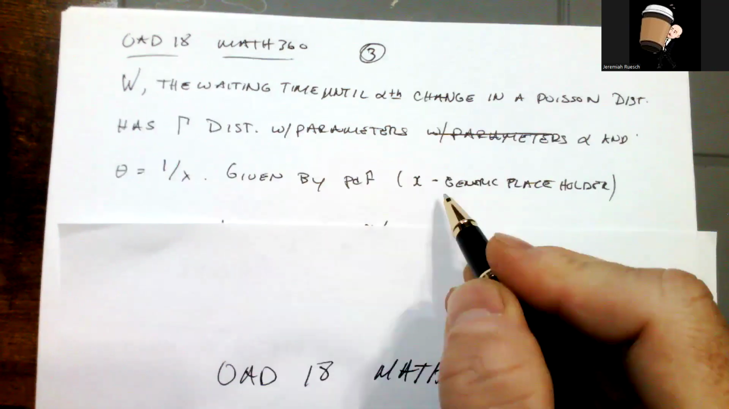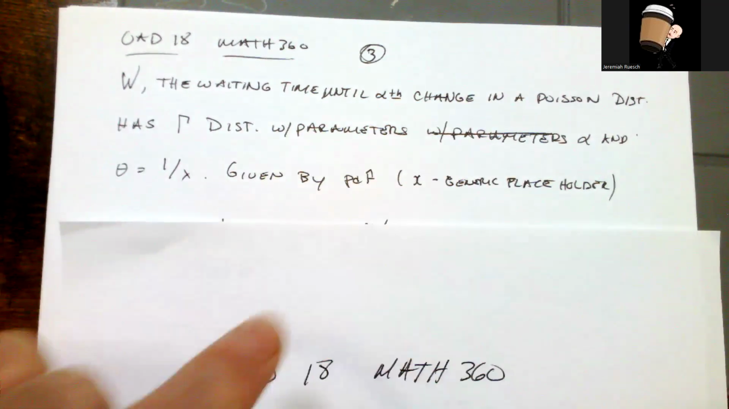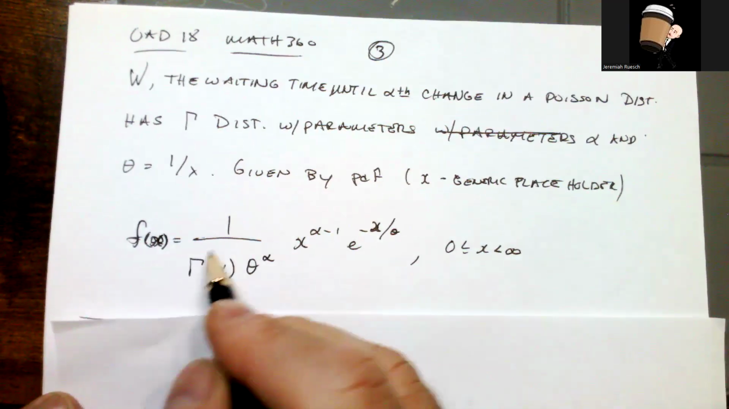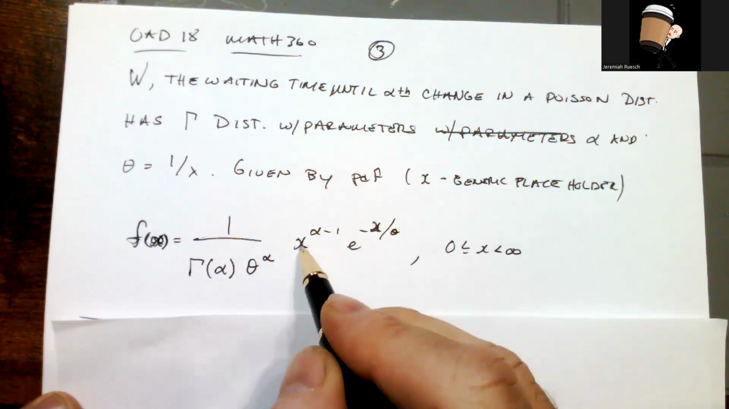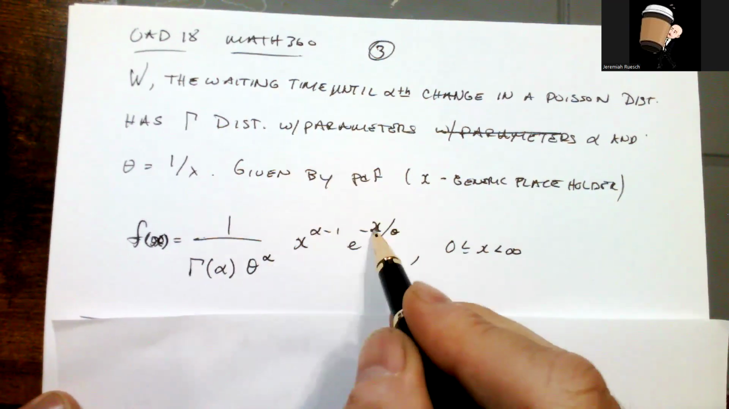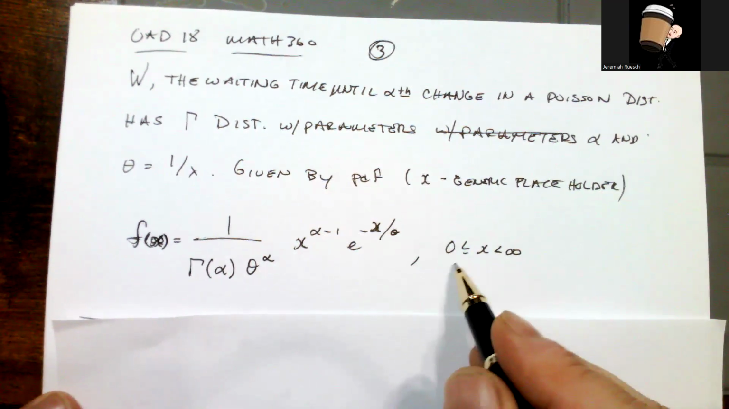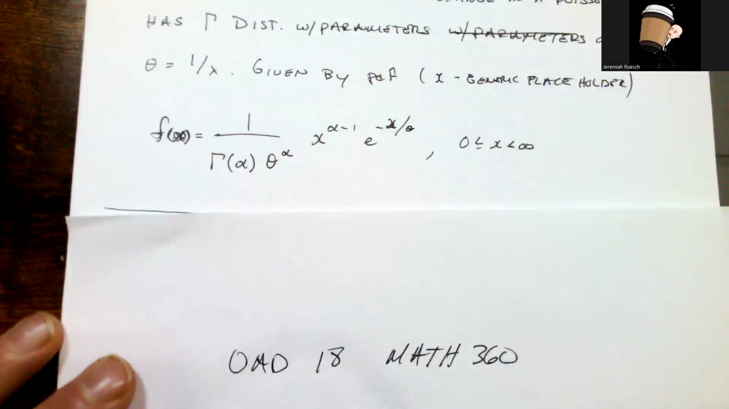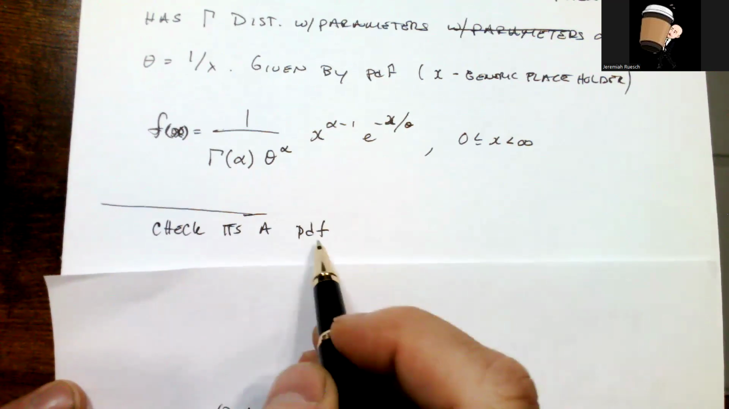Then the given PDF, if we think of this in terms of x just as a placeholder, we typically write these as f of x. Then f of x is equal to 1 over gamma of alpha, theta to the alpha, x to the alpha minus 1, e to the negative x over theta, where the support is between 0 and infinity for our random variable. Okay, and let's check that this has the properties of a PDF.